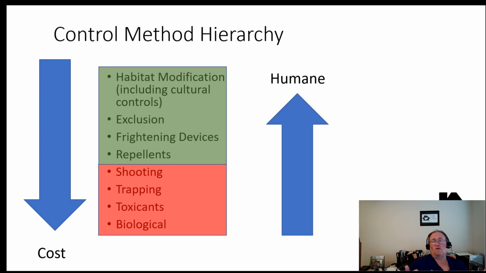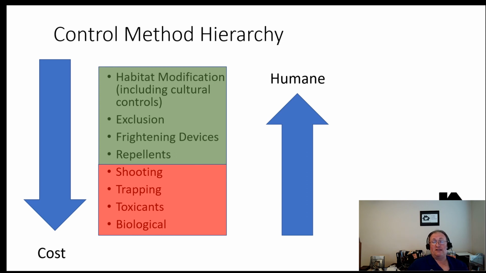So let's go over that list one more time, okay? We have habitat modification, which I'm including cultural controls. Exclusion is the second category. Frightening devices, repellents, shooting, trapping, toxicants, and in toxicants I'm adding in those unregulated devices, which would be propane oxygen exploders and carbon monoxide devices, and then of course biological controls.